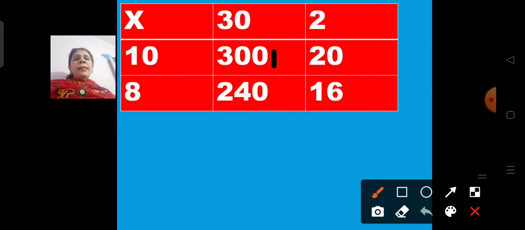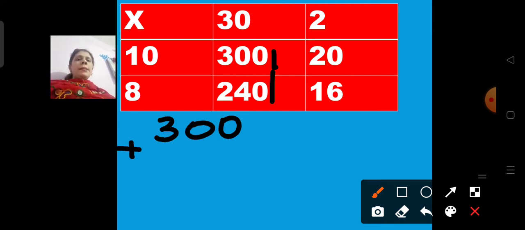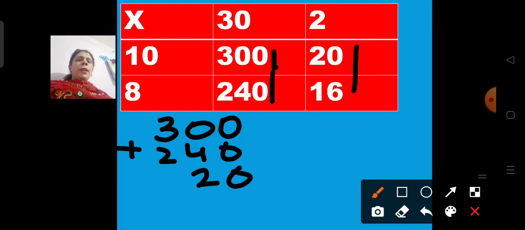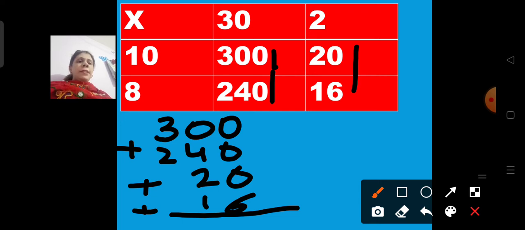First we are going to add this 300 plus 240. Then we will take 20 plus 16. We will continue here only, below that. 20 and 16, and we will put a plus sign. Now children, I will see if I have a place, I will write the answer here. So 0 plus 0 plus 0 plus 6 will be 6. I will write the answer here.